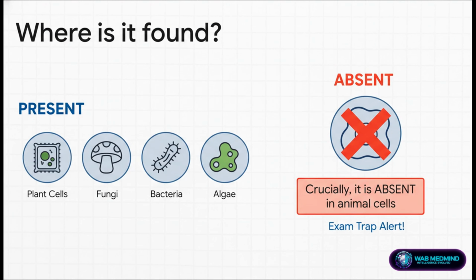So, where do we actually find this structure? Well, it's a key feature in plant cells, fungi, bacteria, and algae. But here's the classic exam trap they love to set. It is completely 100% absent in animal cells. Knowing this single fact can be an easy point for you on the MCAT.